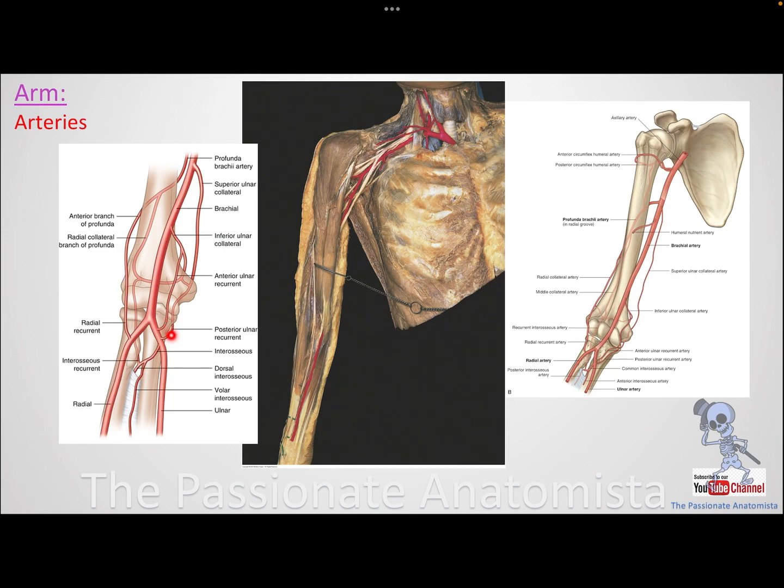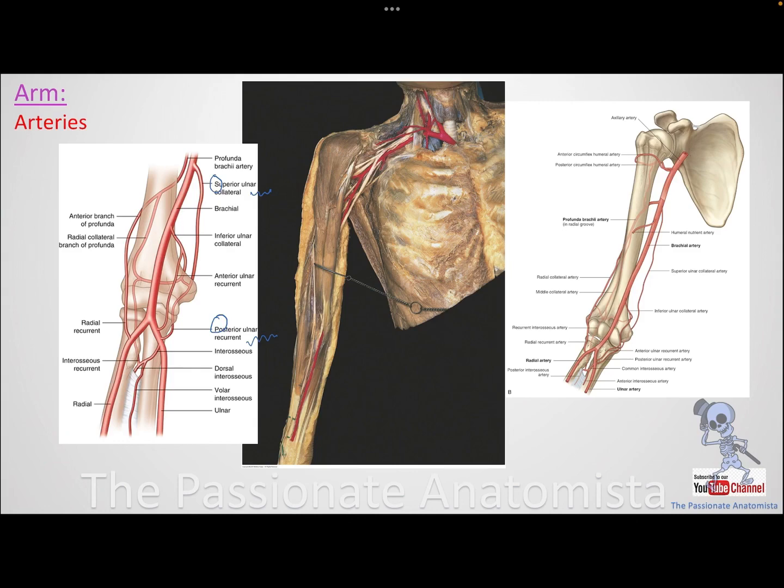So the posterior one will fuse with the superior ulnar collateral, and the anterior will fuse with the inferior ulnar collateral. You will tell me, how can I remember that? Remember that the superior has the letter S, and the posterior ulnar recurrent has the letter S also. So the superior ulnar collateral of your brachial will unite with the posterior ulnar recurrent. So by now everyone knows when we should say collateral, when we should say recurrent.